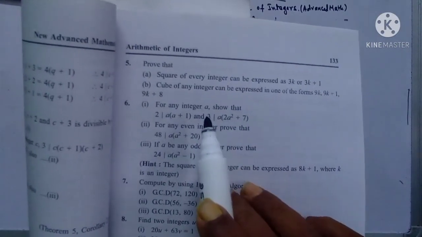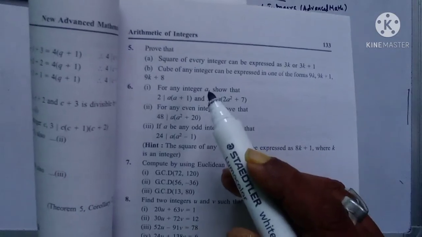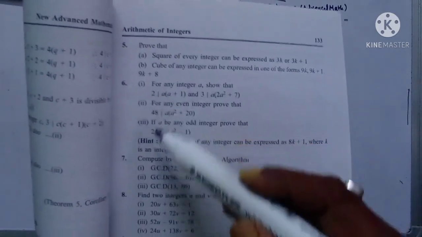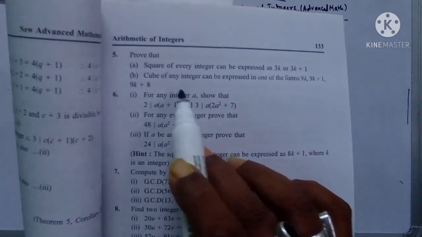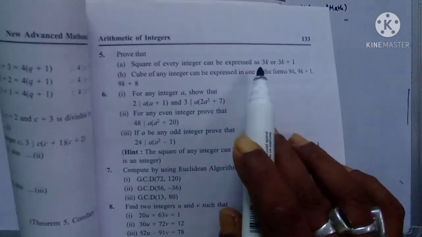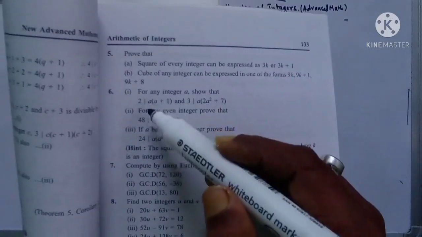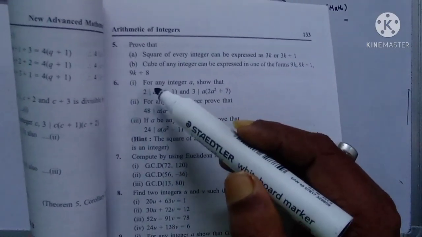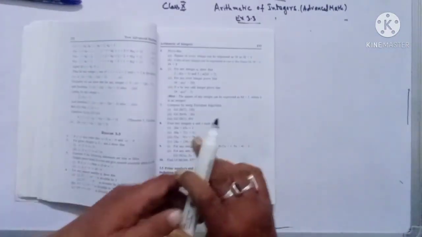So this is my first part, I am going to end it here. In the second part, from question number 6, I am going to deal with question number 6, because question number 5 you have already done in your general maths. So this is the first chapter. Now in the second part I am going to start from 6. So my first part is over here.